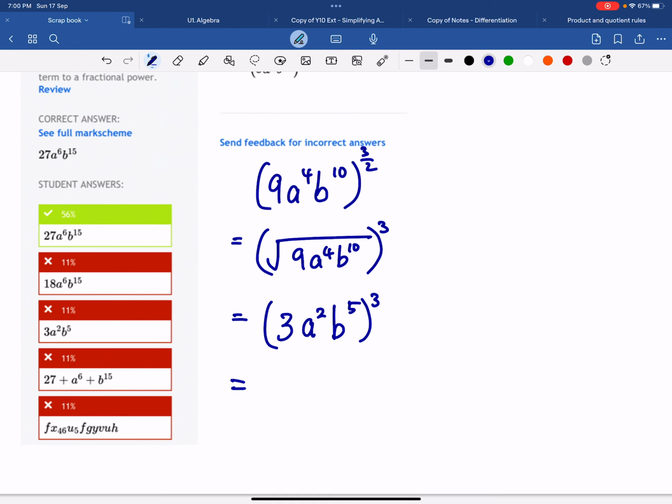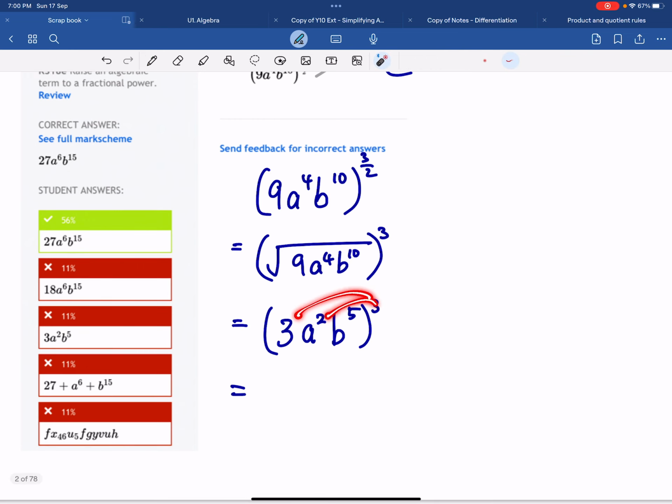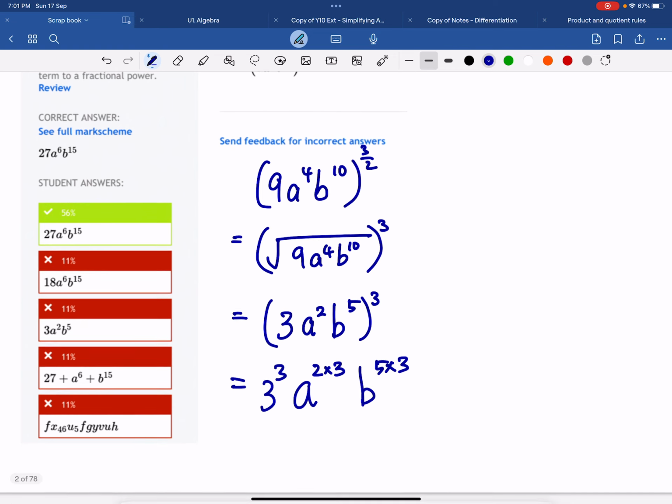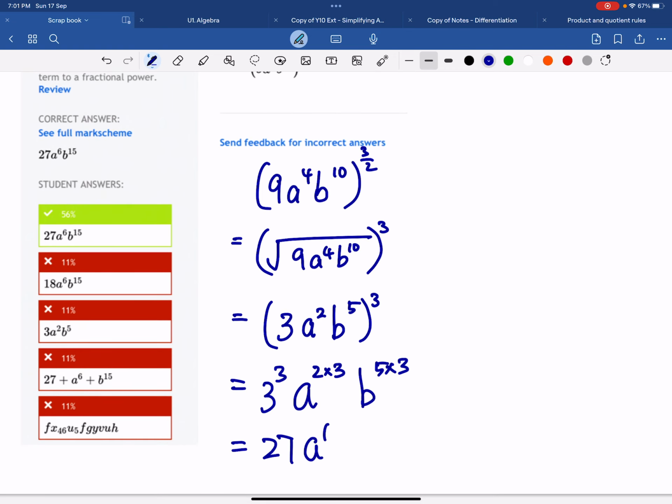Now, we talked about how we need to distribute the power to each of them by multiplying. So 3 to the 3, a to the 2 times 3, b to the 5 times 3. So 27, a to the 6, b to the 15. And this is the correct answer.